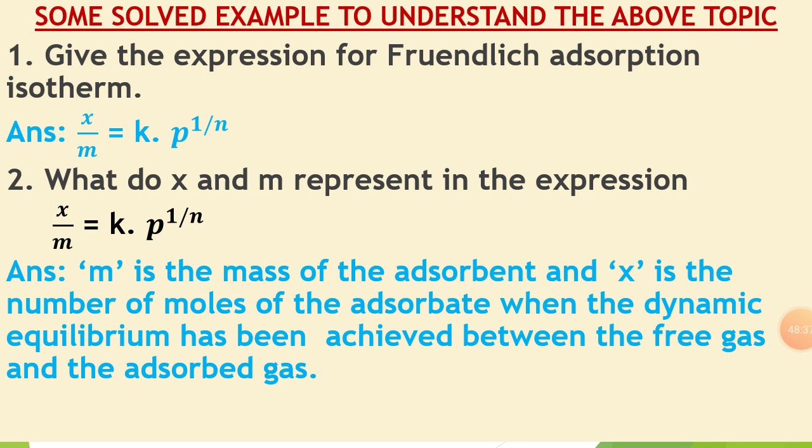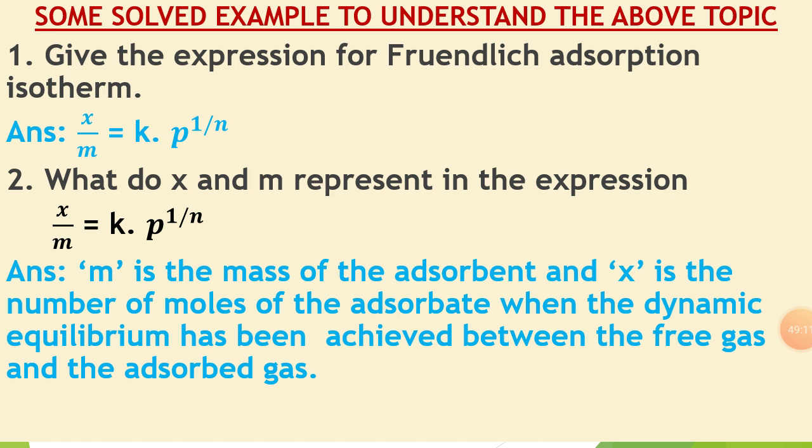Question number 1: give the expression of Freundlich adsorption isotherm. For this question you only have to write the formula of Freundlich adsorption isotherm, that is x by m equals k times p to the power 1 by n. Again listen: x is mass of adsorbate, m is mass of adsorbent, k is constant, p is pressure, n is also constant. Here k and n depend upon the temperature; at a particular temperature k and n are constant.